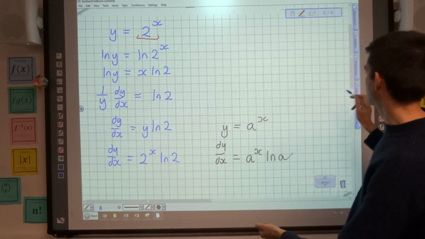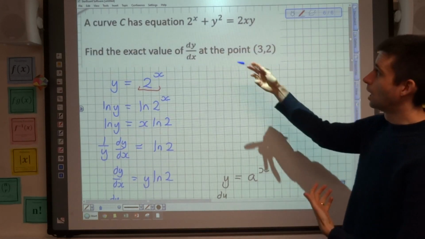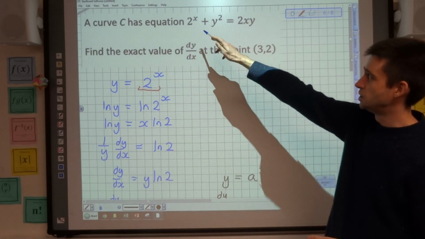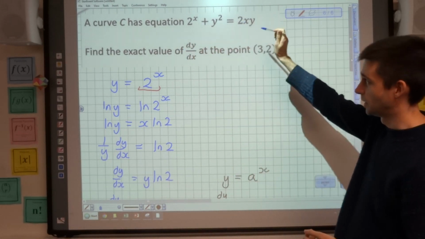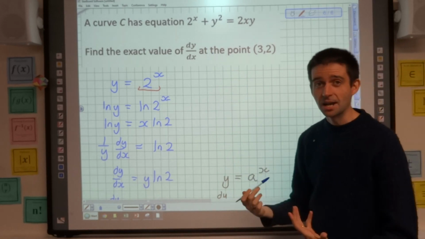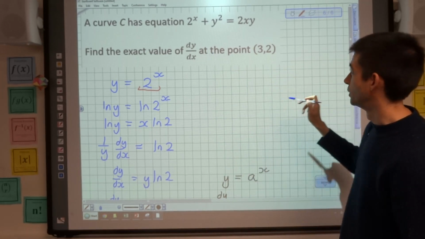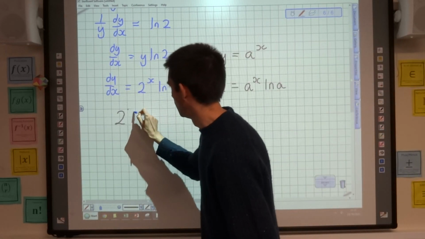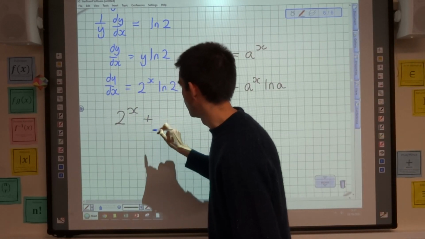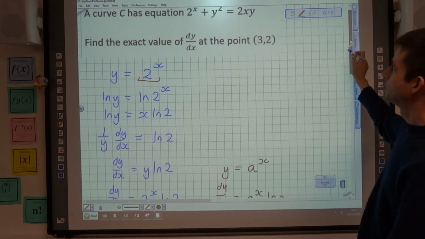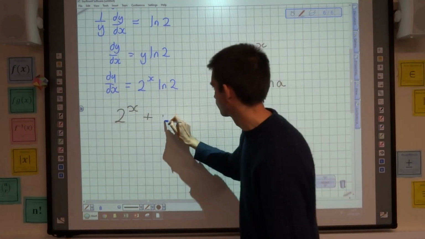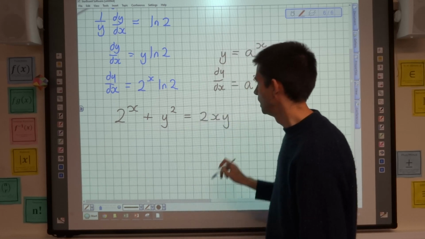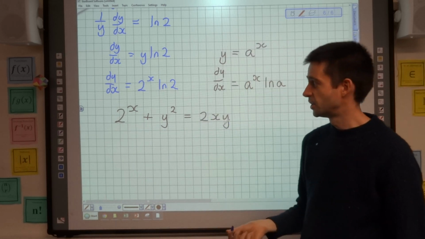Okay, so let's now apply that to the question we've been given, which is we're given a curve C has equation 2 to the x plus y squared equals 2xy, and we're asked for the exact value of dy dx at the point 3, 2. So let's just write that original equation out then. 2 to the power of x plus, was it y squared? It was y squared equals 2xy.